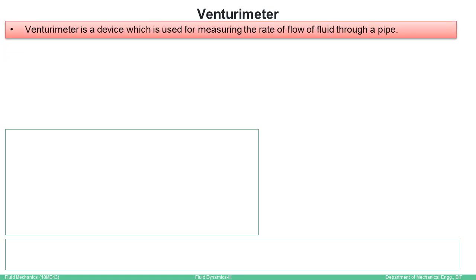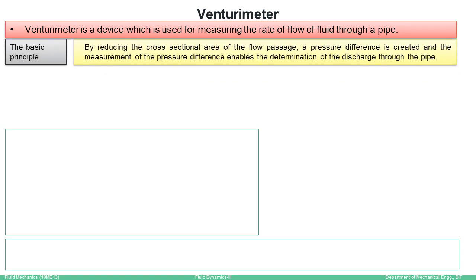Venturimeter is a device which is used for measuring the rate of flow through a pipe. The variable head meters, of which venturimeter is an example, use the principle of reduction of cross-sectional area of the flow passage, so that a differential pressure is created. This pressure difference can be used to find out the discharge through the pipe. So we'll elaborate more in this session.